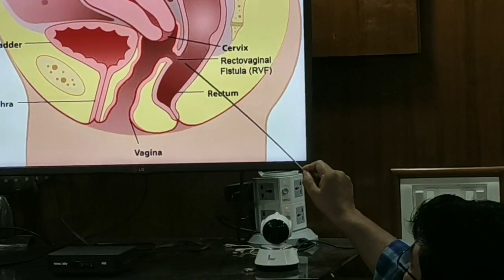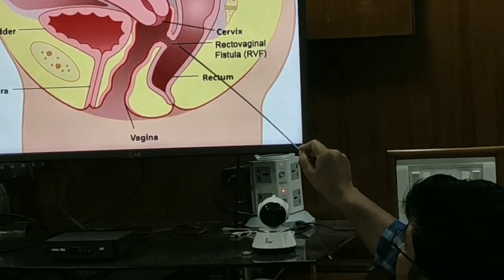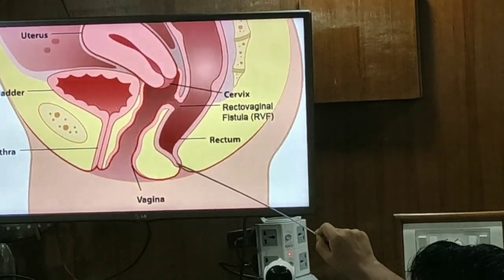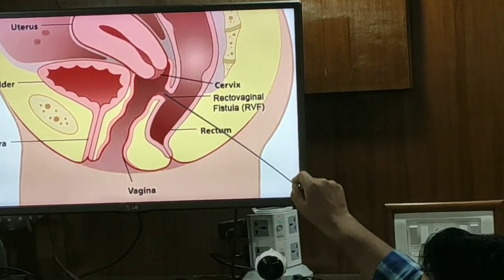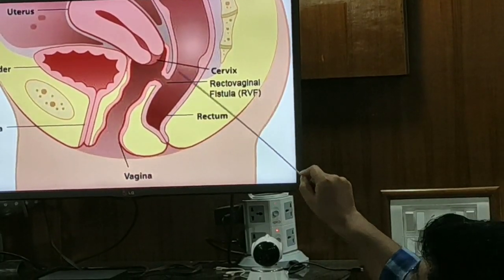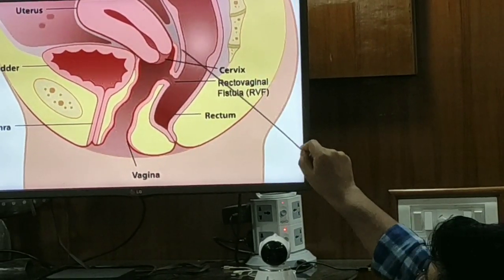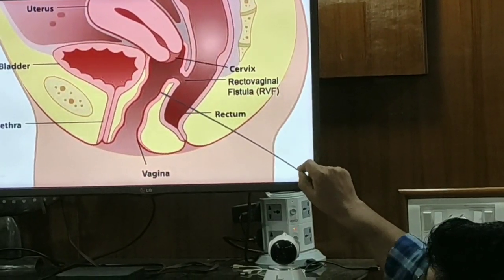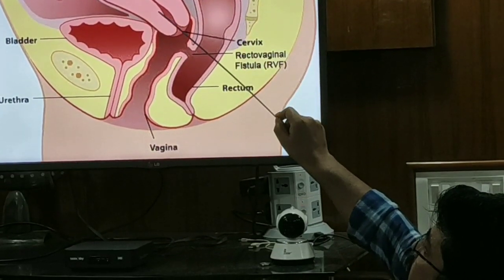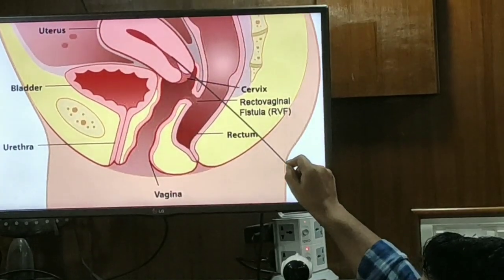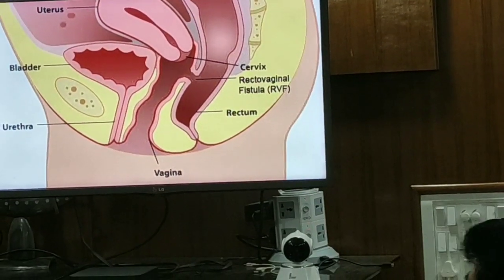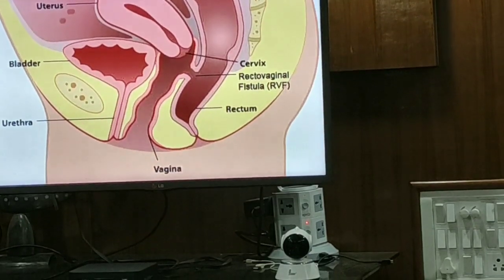This is a recto-vaginal fistula. This is the vagina, and this is the rectum, a blind rectum, and the anal opening is obliterated. So there is a gap between the vagina and the rectum. This is called recto-vaginal fistula. If it communicates at the vestibule, that means above the fornix, it is called recto-vestibular fistula, and sometimes it may communicate directly toward the uterus. So recto-uterine fistula. So these are the various types of fistula.